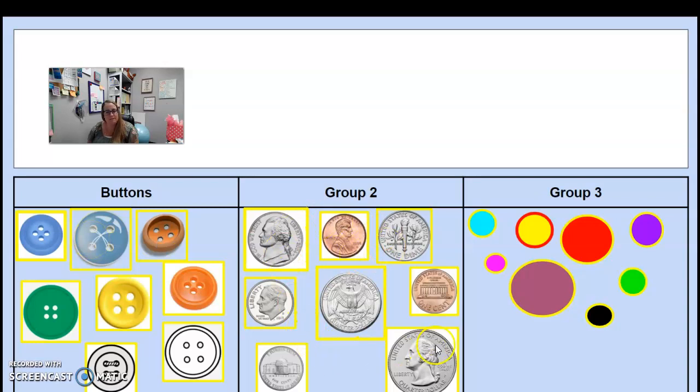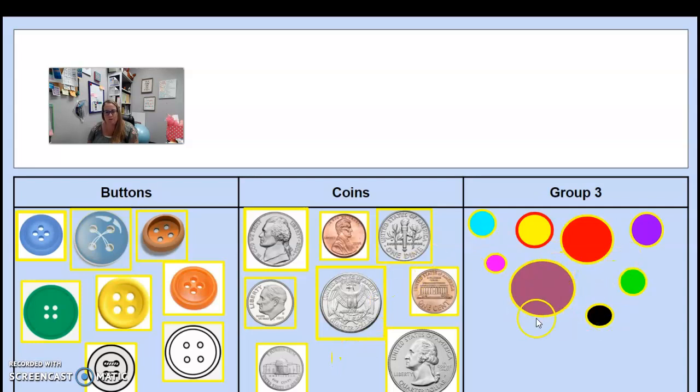What are all of these called? Oh, I heard some people say that's a penny. Well, you know what? You're right. But what are all of these called? These are not all pennies. These are all coins. Nice job.